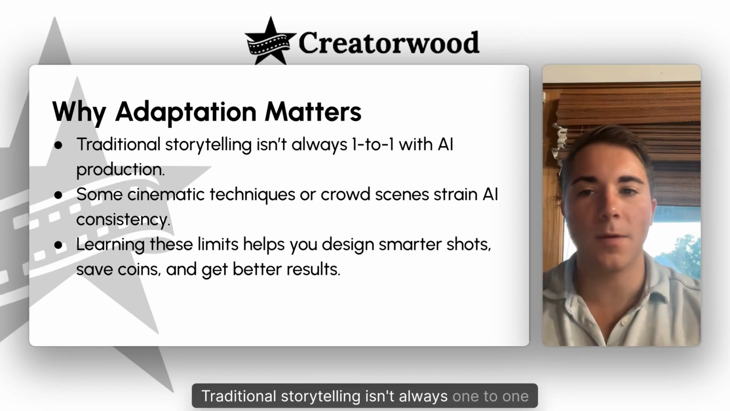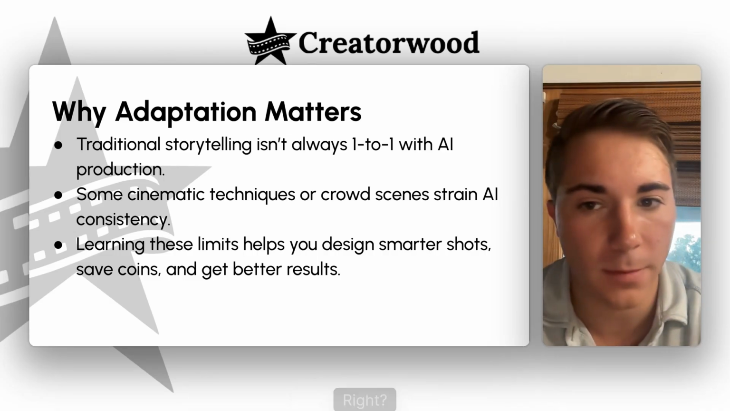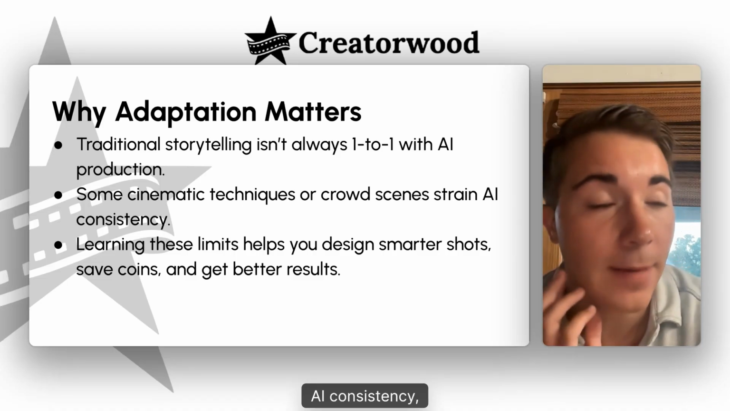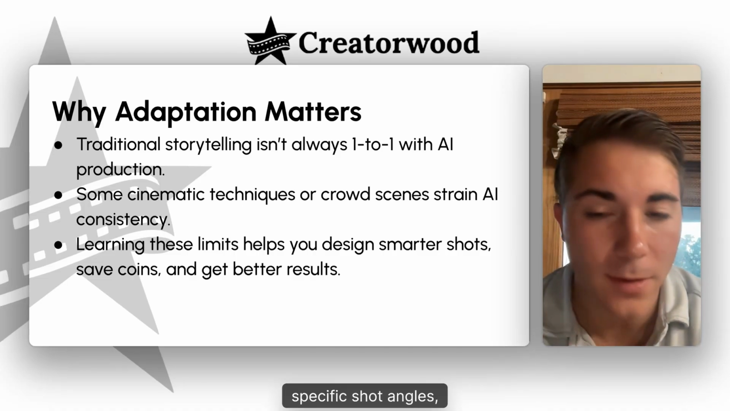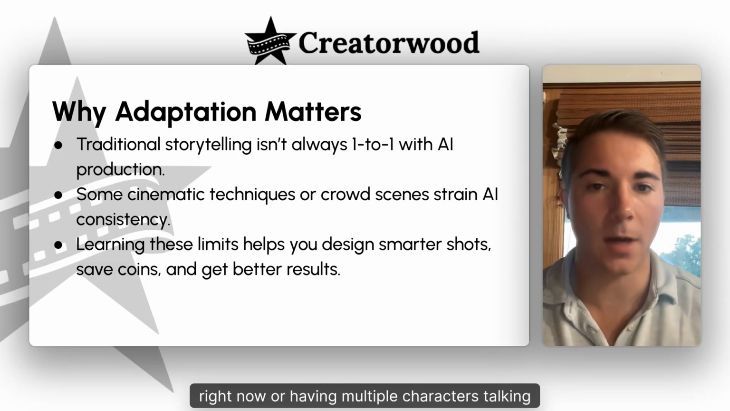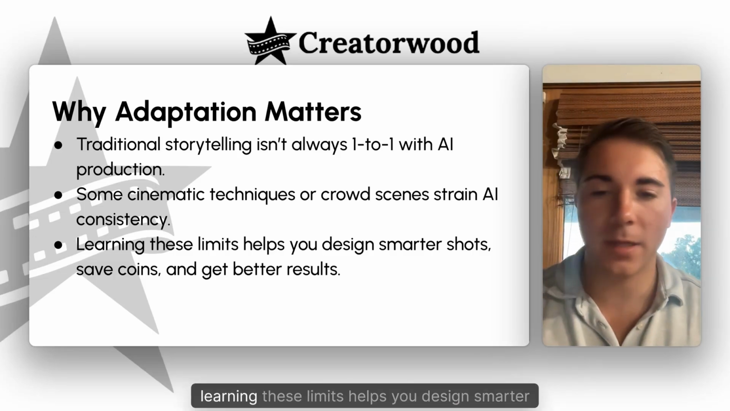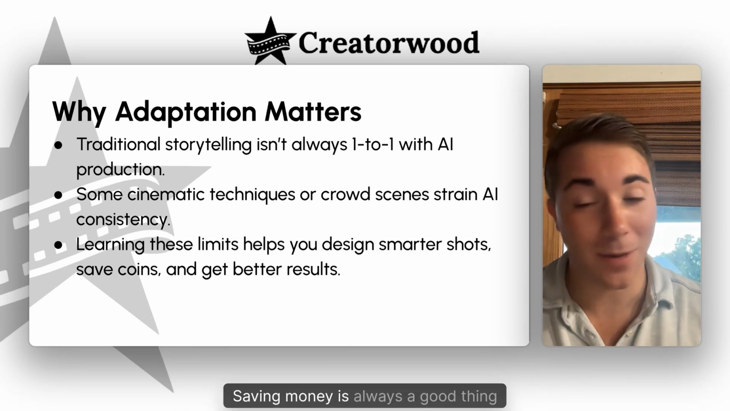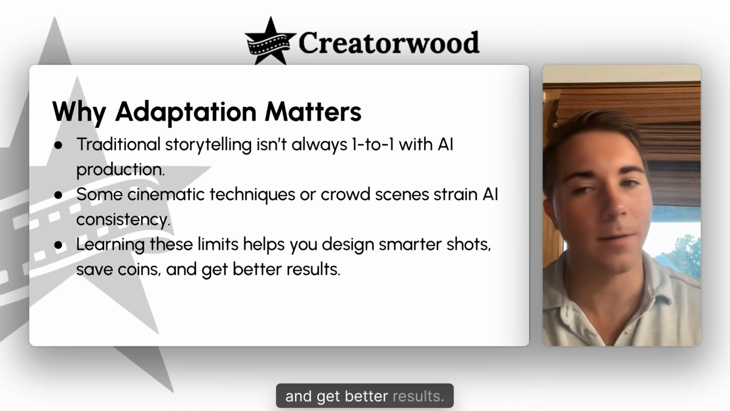Traditional storytelling isn't always one-to-one with AI production, right? Some cinematic techniques or crowd scenes strain AI consistency. Specific shot angles or things that actually could be issues right now, or having multiple characters talking in the same shot. So ultimately, learning these limits helps you design smarter shots, save coins, saving money is always a good thing, and get better results.